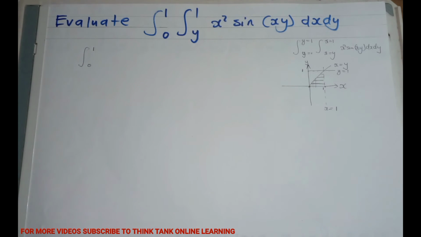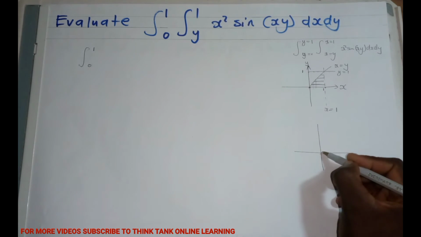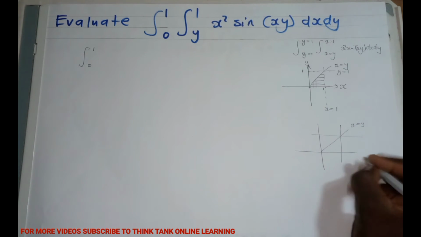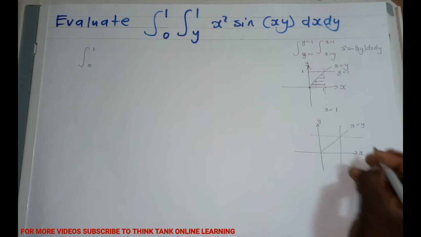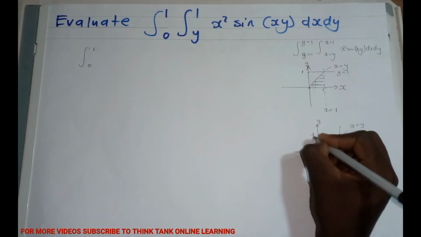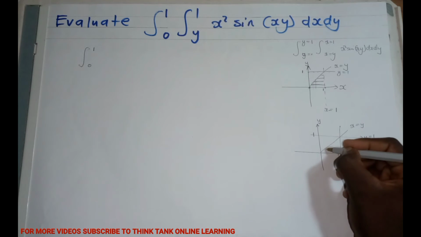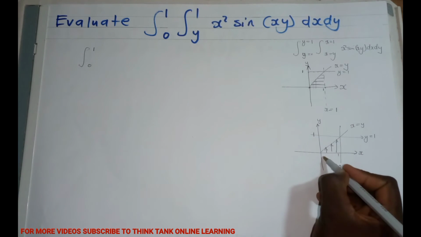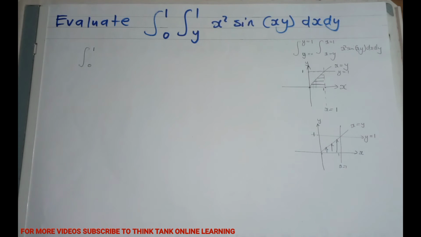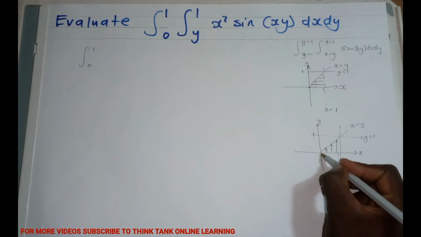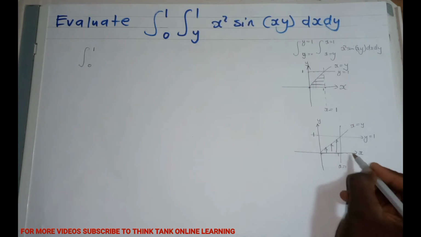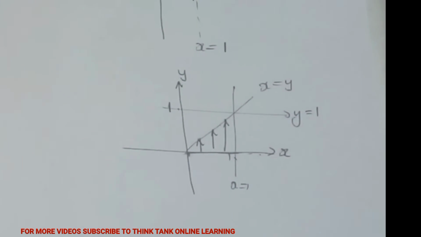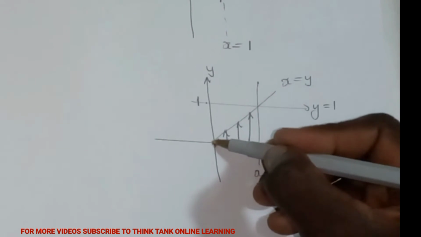Now I'm going to change the order, so my graph is still the same: x equals y, the x axis, the y axis, y equals 1, x equals 1. Now I want to change the order of integration so that I begin from here to here. This is my y lower bound, and as you can see, it's 0. What about my upper bound? My upper bound is this curve.